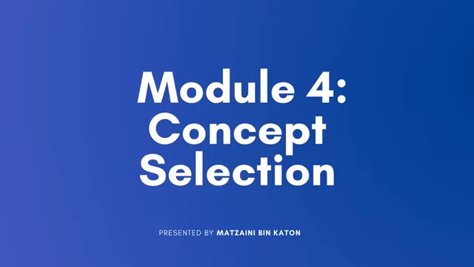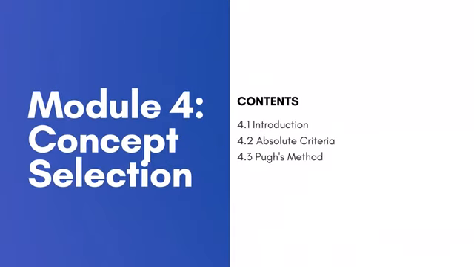For this video, we will go into Module 4 Concept Selection. This is the content for Module 4 Concept Selection, where in Module 4 we have 3 subsections, which are Introduction, Absolute Criteria, and Pugh Methods.